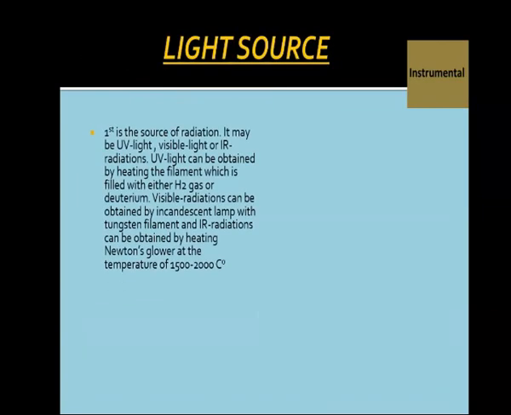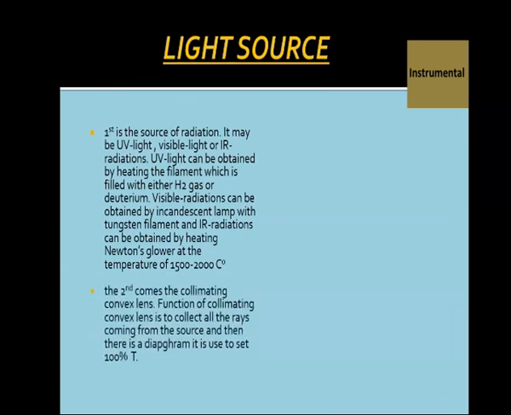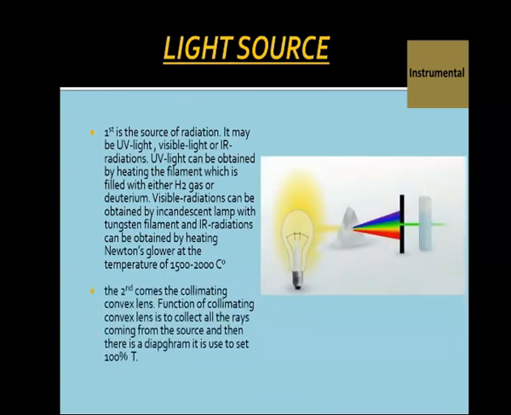The first one is the light source. First is the source of radiation. It may be UV light, visible light, or IR radiations. UV light can be obtained by heating the filament, which is filled with either hydrogen gas or deuterium. Visible radiations can be obtained by an incandescent lamp with tungsten filament, and IR radiations can be obtained by heating Nernst glower at the temperature of 1500 to 2000 degrees Celsius.